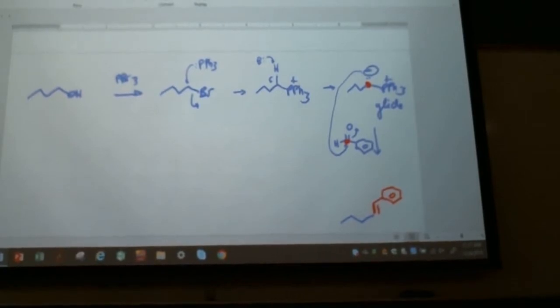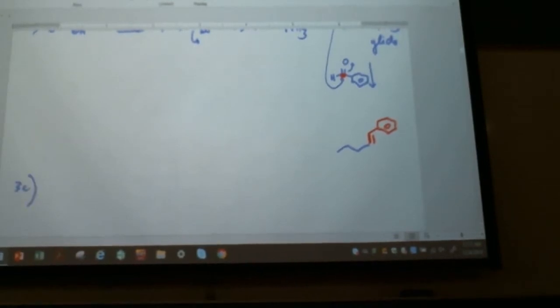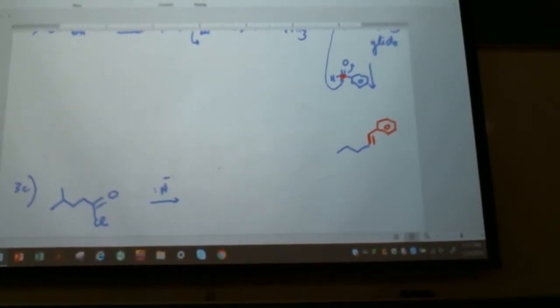So for C, we formed, okay, so this is B, and 3C. So we're starting with an acid chloride. If we just put lithium aluminum hydride, we're going to add twice and go to the alcohol. So what we do is we add a bulky hydride at low temperature, and that's going to stop at the aldehyde, right?